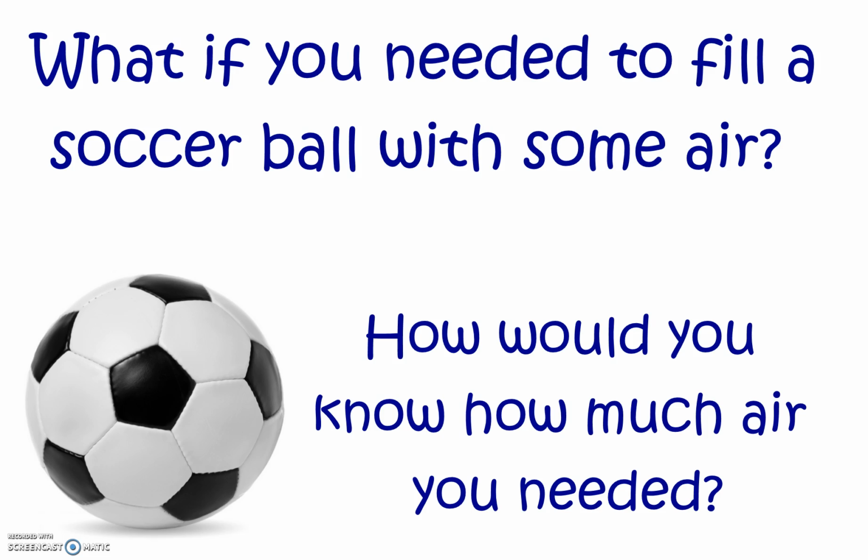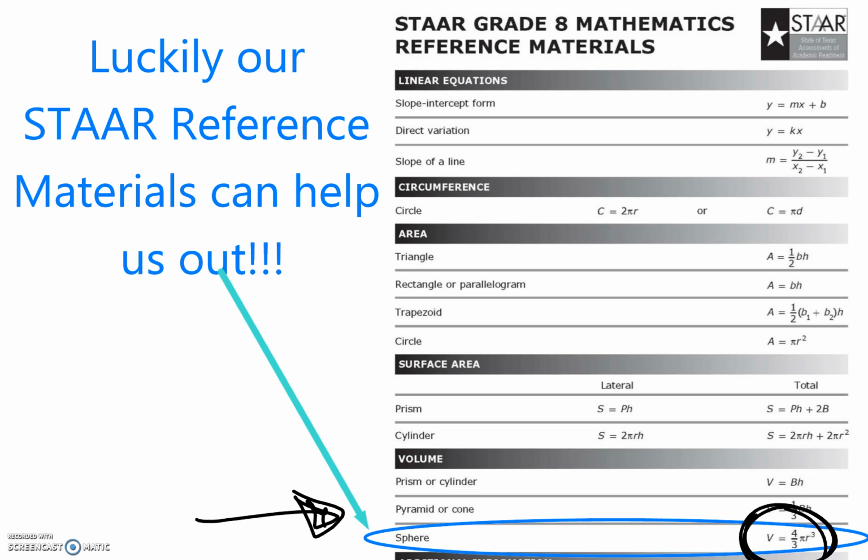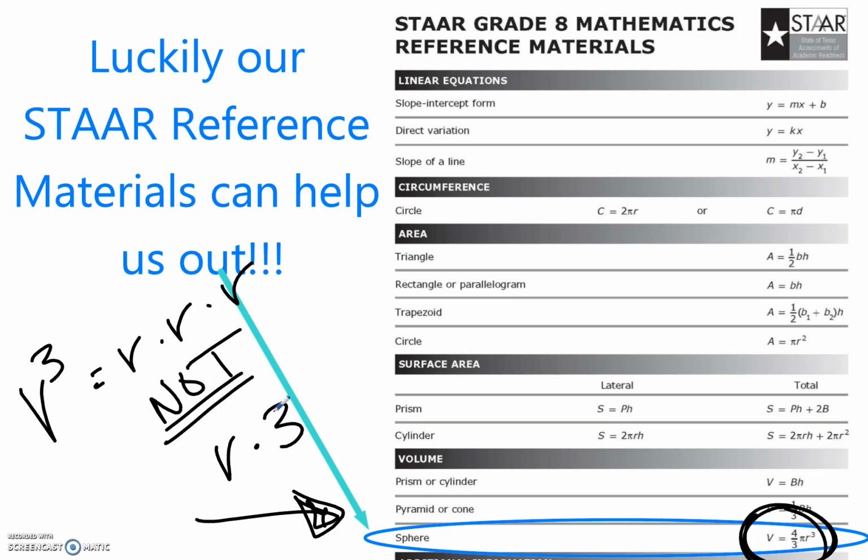What if you needed to fill a soccer ball with some air? How would you know how much air you needed? Now, just like volume of a prism or cylinder or volume of a cone or pyramid, our formula chart will give us what we need in order to find the volume of a sphere. And if you look here, it is volume equals 4 divided by 3 pi r cubed. R cubed, you need to know, equals r times r times r, not r times 3. So remember that when we are using this formula.